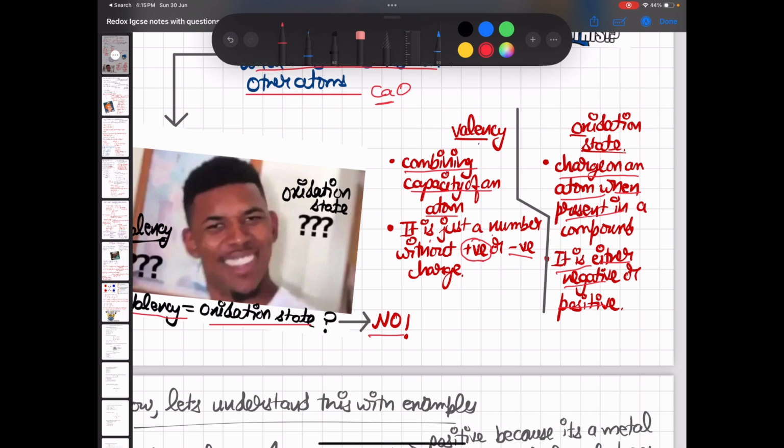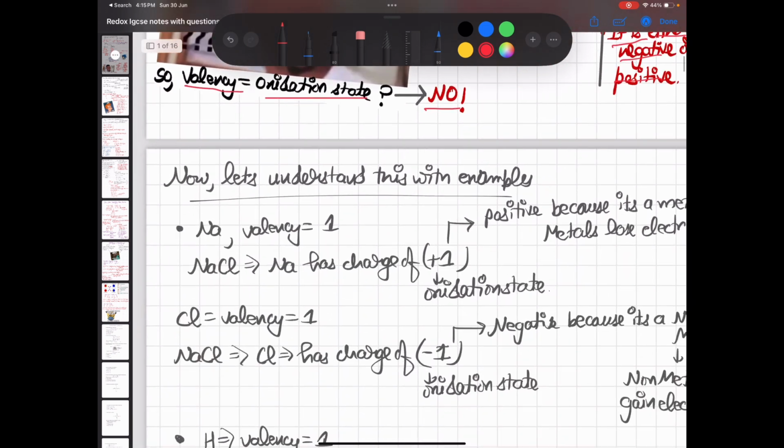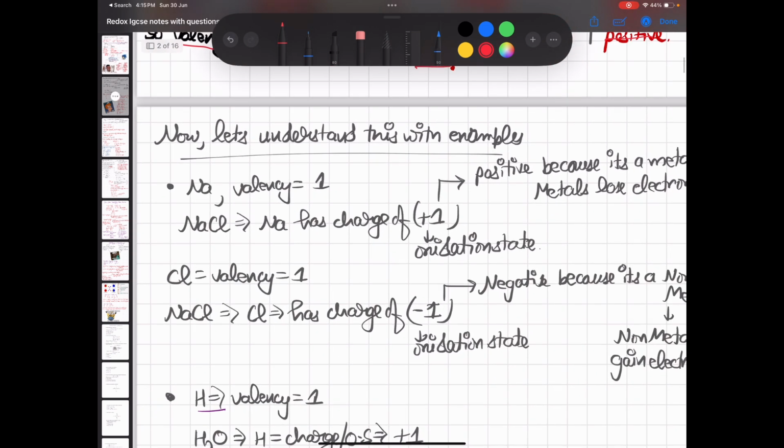Now, moving on, let's understand with some examples. See, if you see Na, you will check that Na is in group 1. Group 1 has valency of 1, right? So what is the valency of Na here? 1. Now, what is the oxidation state of Na?